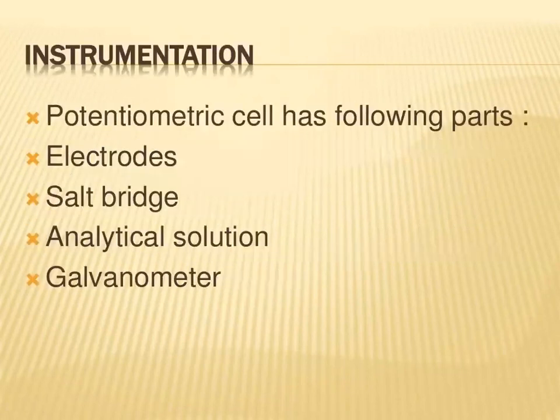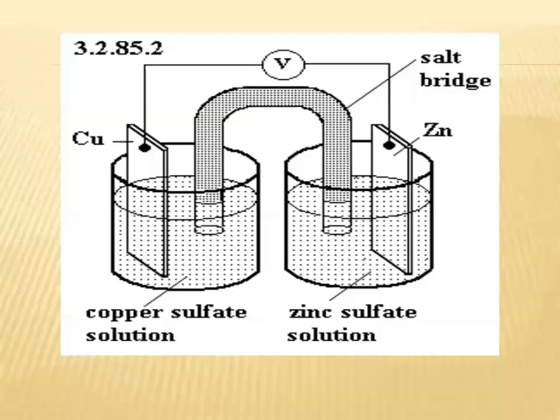Now we will talk about the instrumentation part. A potentiometric cell has the following parts: electrodes, salt bridge, analytical solution, and galvanometer. Okay, so in this example, we can see a copper electrode is dipped into the copper sulfate solution. A zinc electrode is dipped into the zinc sulfate solution. These two are connected by a salt bridge, and here you can see the galvanometer which will read the potential difference between these two electrodes.